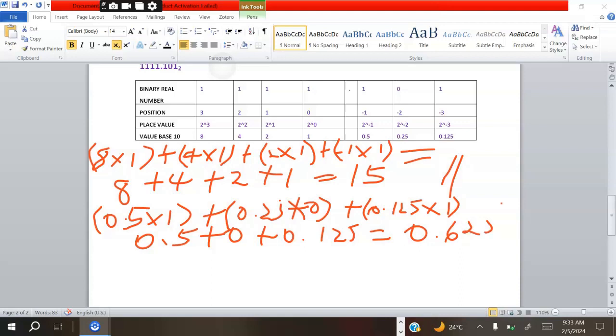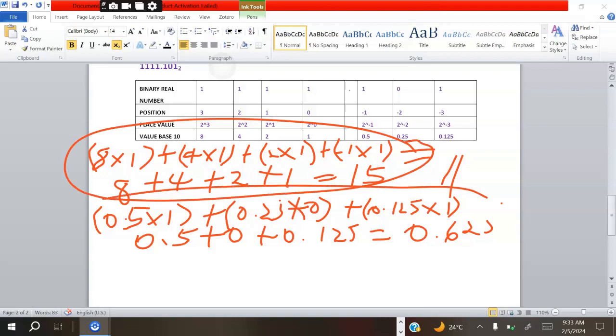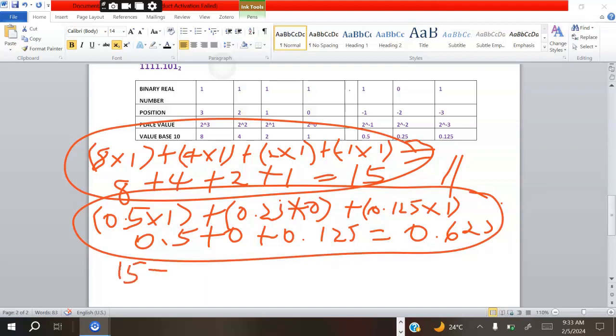Okay, having done that, you combine the fractional part. This is the first group, this is the integral, then you add with the other part, which is the fractional. So the integral is 15 plus the fractional, which is 0.625, and this is going to give us 15.625 base 10, and this is now the final answer.